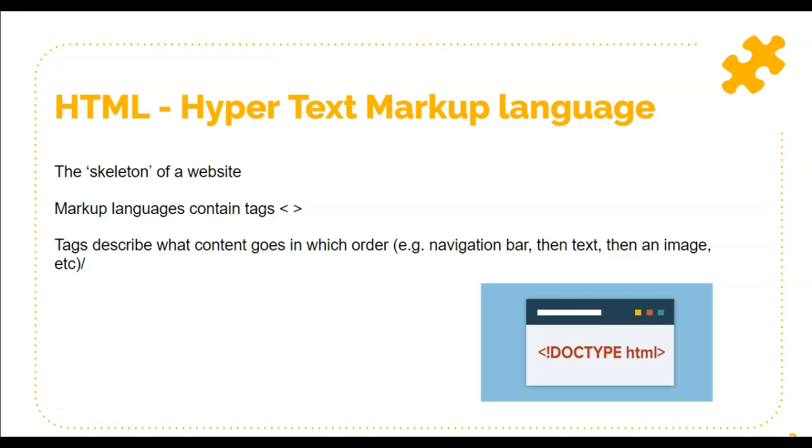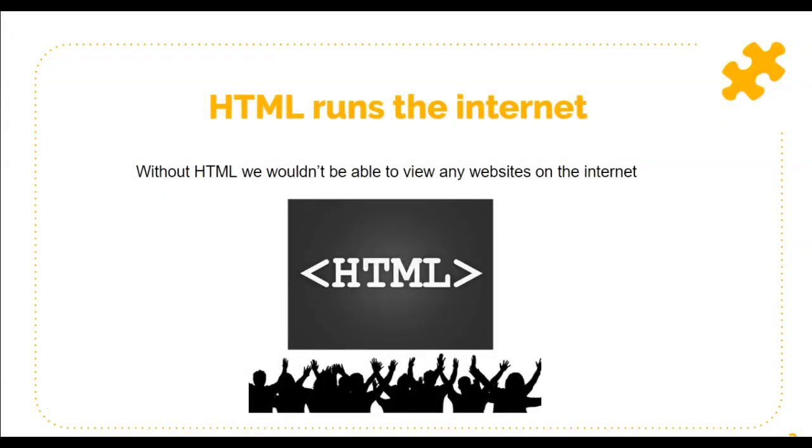It's a markup language, so that means it contains tags, the more than or less than signs, which you can see there. All you need to remember essentially is that these tags describe what content goes in which order. For example, on a website, the first thing you put in might be a navigation bar, and then some text, and then an image, and then some more text, and then a video. HTML just describes which content goes where. That's really the bare bones of what you need to remember at this point.